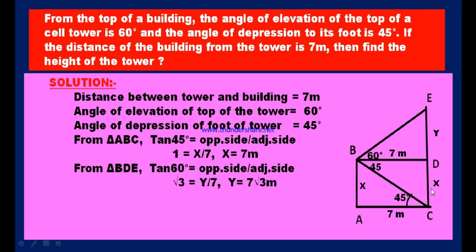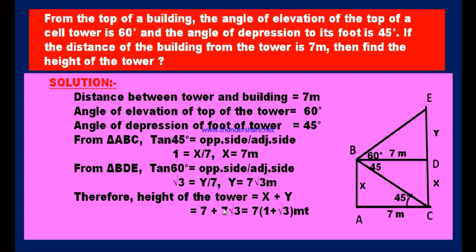Now we got the x value, which is equal to 7 meters, and we have the y value, which is equal to 7 root 3. Now in order to get the height of the tower, we have to add x and y values. Therefore, height of the tower is equal to x plus y. The x value is 7 and the y value is 7 root 3. If we add both, in order to add, let us take 7 common. If we take 7 common, then this 7 means 7 into 1. Therefore, if we take 7 common, 1 is remaining, 1 plus root 3. 7 into 1 plus root 3 meters. This is the height of the tower.